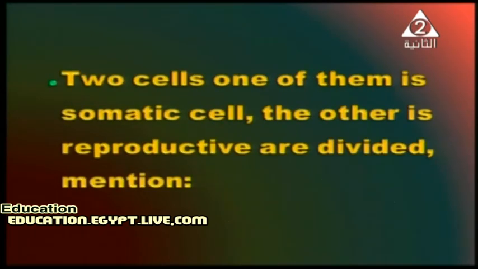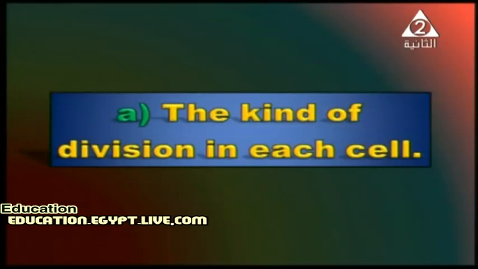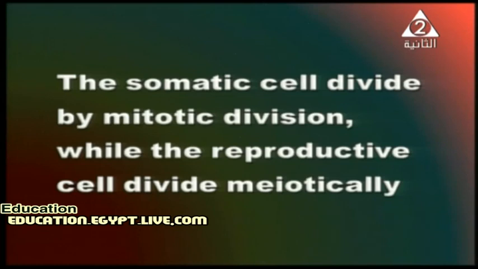Another problem: two cells, one of them is a somatic cell and the other is a reproductive one, are divided. So we have two types of cell. The first cell is a somatic cell and the other one is reproductive. Mention the kind of division in each cell. The somatic cell will divide by mitotic cell division, while the reproductive cell will divide meiotically.